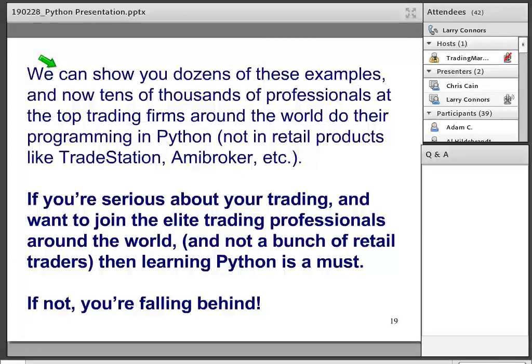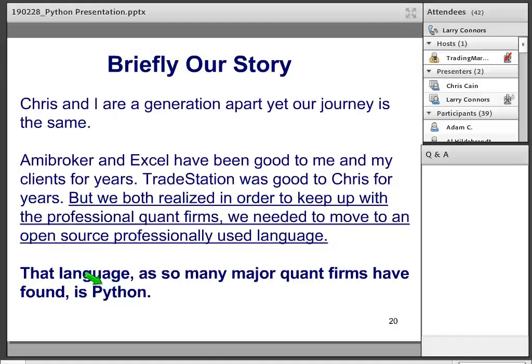They're not doing their programming in retail products like TradeStation and AmiBroker, etc. This is taking nothing away from TradeStation or AmiBroker. They're fine packages. But if you're serious about your trading and you want to join the elite trading professionals around the world, and not a number of retail traders, then learning Python is a must. If you're not, you're falling behind.